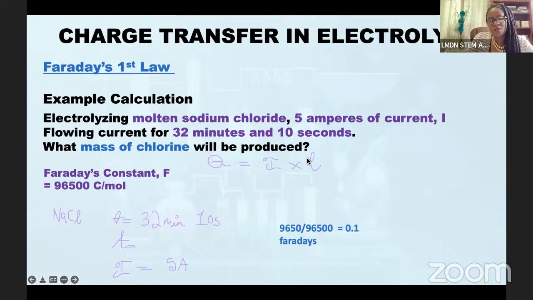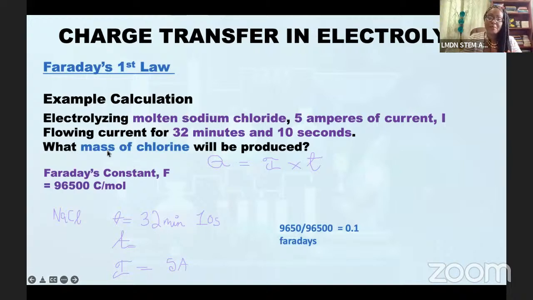right? But I immediately jumped to being like, okay, they're saying T is equal to 32 minutes and 10 seconds, and then this is our I. So now we have to multiply. So that's why I wrote these down first. So just make sure that we're all on the same page. Q is equal to IT.